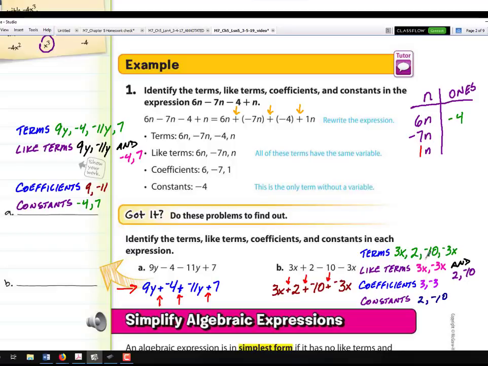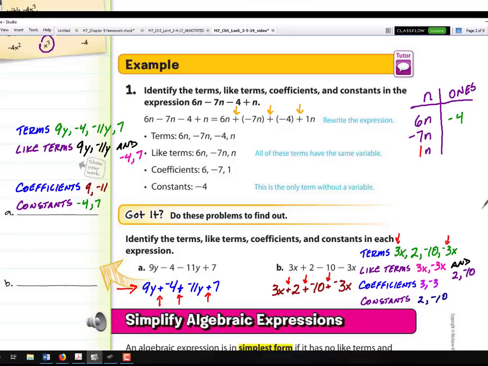The like terms are 3x and negative 3x, and the other like terms are 2 and negative 10. I can combine these. I can combine these. The coefficients are this 3 from the 3x and this negative 3 from the negative 3x. And the constants, the things that don't change, are the 2 and the negative 10. So now we've identified all of our parts.